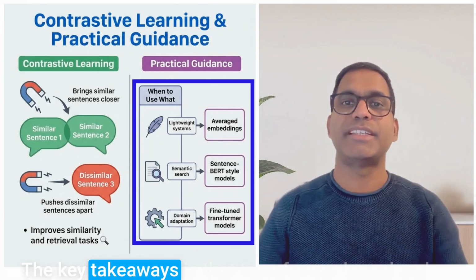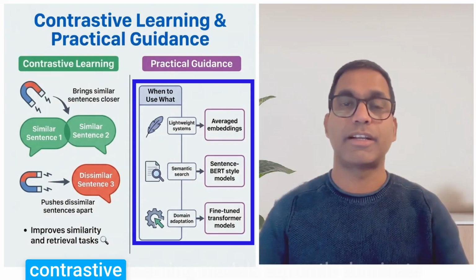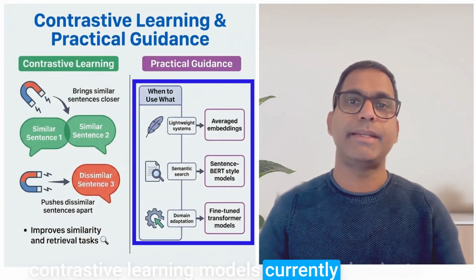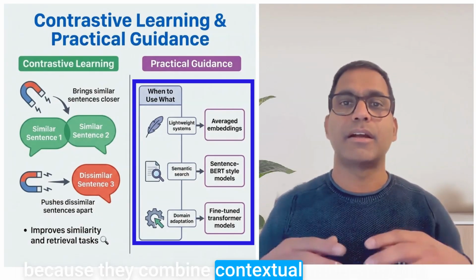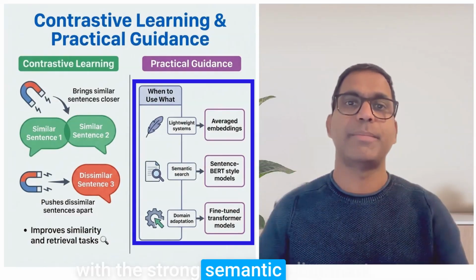The key takeaway is that transformer based and contrastive learning models currently dominate because they combine contextual understanding with a strong semantic alignment.